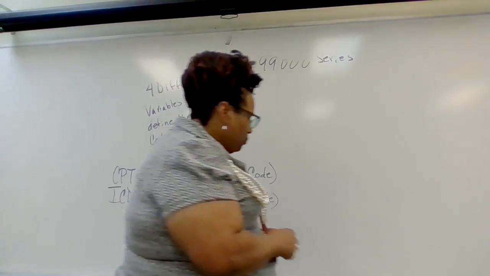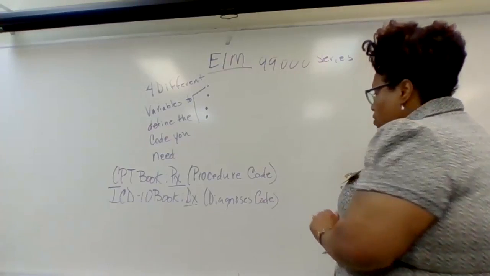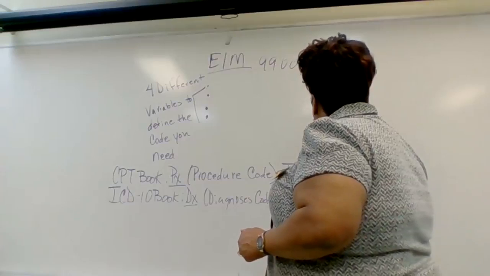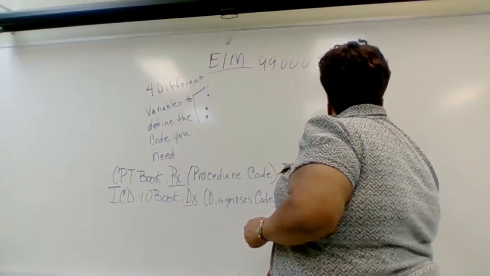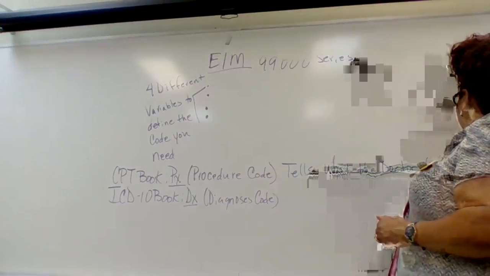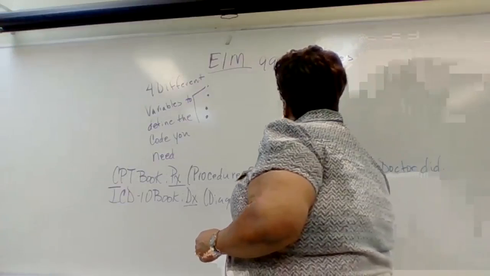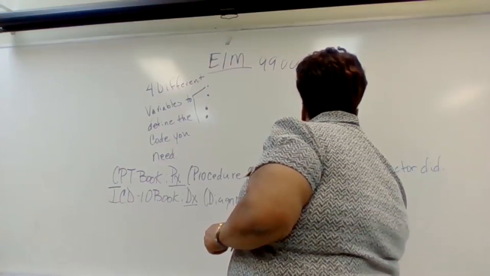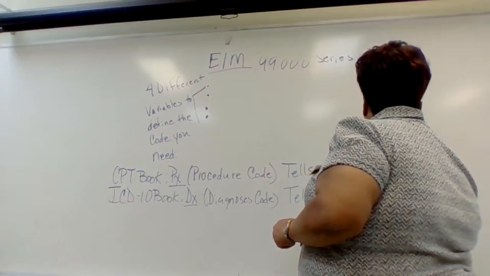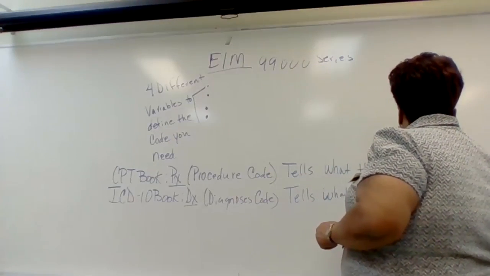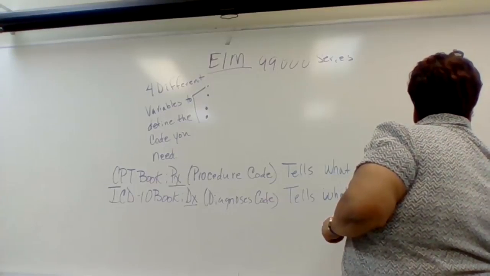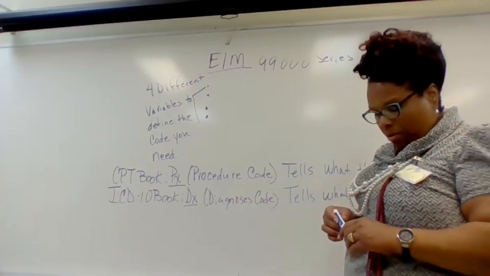Now, procedure code tells what the doctor did. Diagnosis code tells what is the matter with the patient. That's how that works.